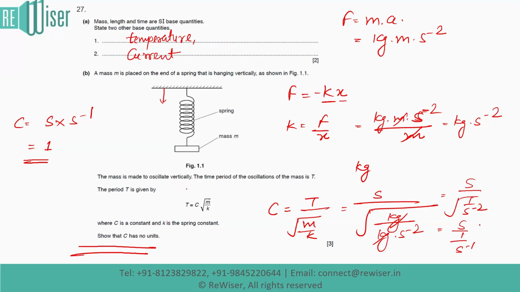In another way, we can also do it like that. T has units of seconds and root M by K also has units of seconds. So if both LHS and RHS have the units of seconds, that means C will have no units. So that way we can also do it.